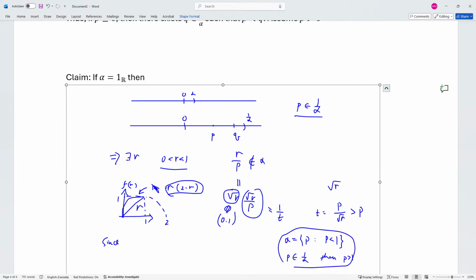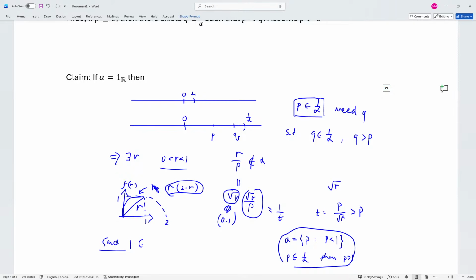So back to our objective. We have p in 1 over alpha. We need q such that q is in 1 over alpha and q is greater than p. We need to define, to exhibit, this q. So let's do that. Since p is in 1 over alpha, I'll just write it in the form of chicken scratch and then we'll type it up.